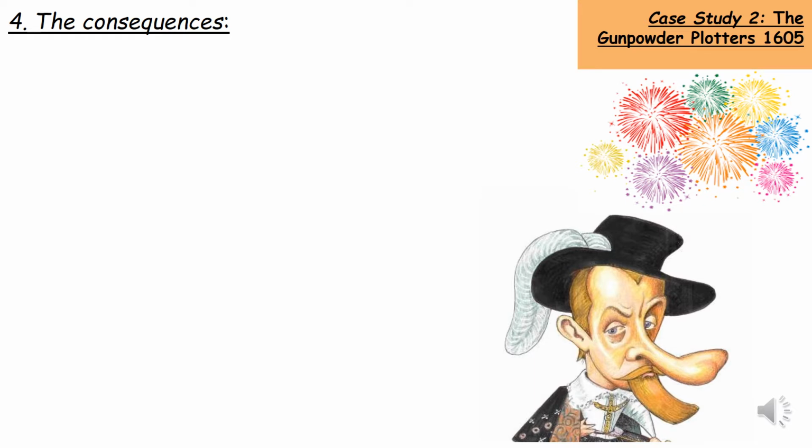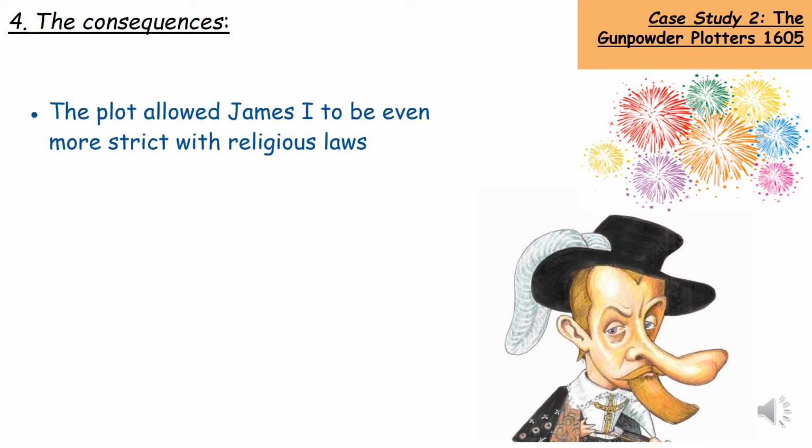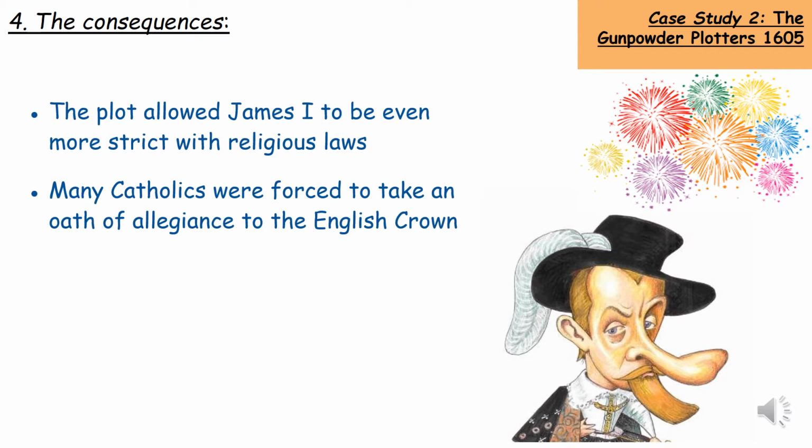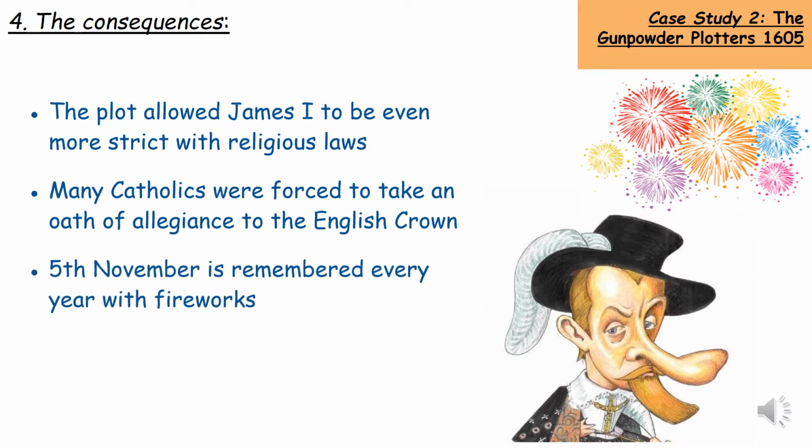The consequences. The plot allowed James I to be even more strict with religious laws. Many Catholics were forced to take an oath of allegiance to the English crown, and the 5th of November is remembered every year with fireworks. Pause the clip here and complete the activities.